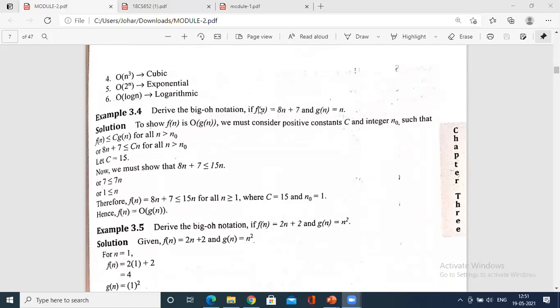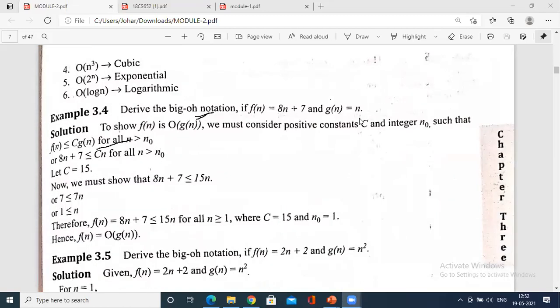Derive big O notation. Given the equation, f of n equals 8n plus 7, g of n equals n. Right? So as the problem says big O, what is the equation of big O notation? You have the equation of big O notation: f of n is less than or equal to c of g of n. So it is the given solution. Once again I repeat, f of n is less than or equal to c of g of n for all n greater than or equal to 0. Okay. So what is 8n plus 7?